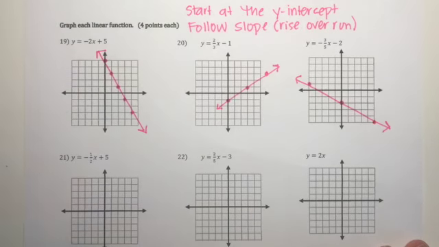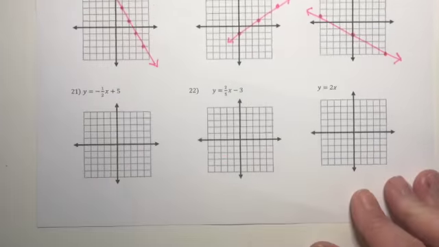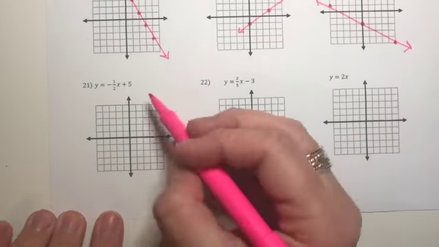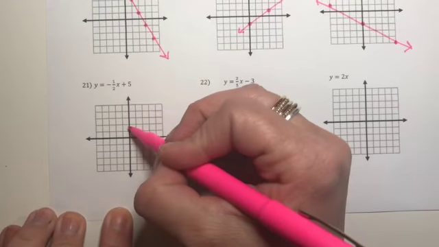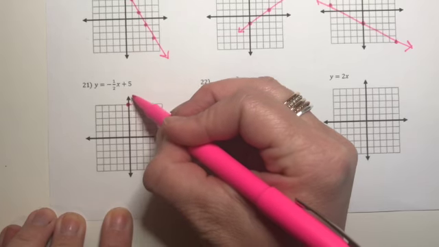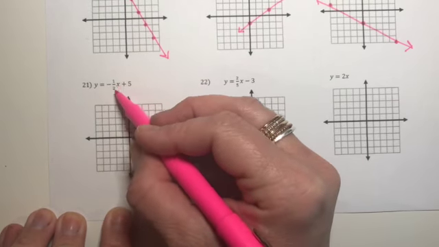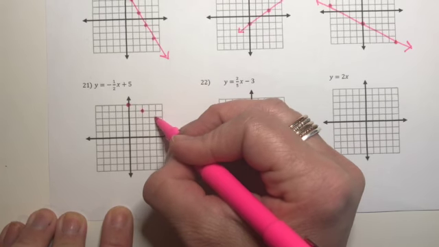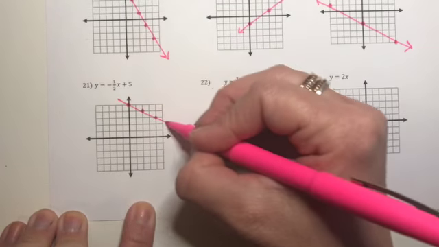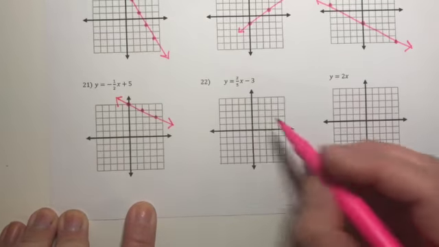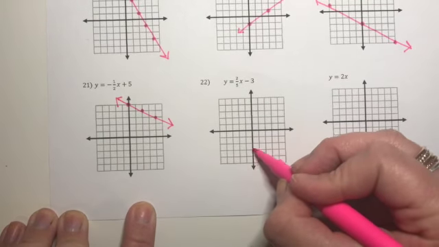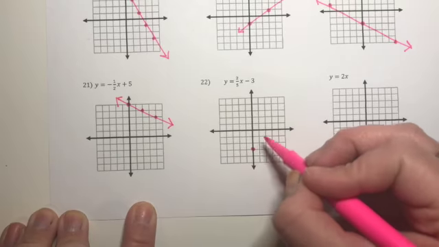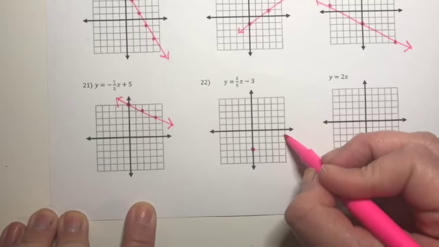Okay, and then the next one down here, number 21. Again, we're starting at the y-intercept, +5. 1, 2, 3, 4, 5. This is my y-axis. My slope is -1 over 2. Down 1 over 2. Down 1 over 2. I connect them. Here I'm starting on my y-intercept, which is -3, and my slope is rise 2, run 5.